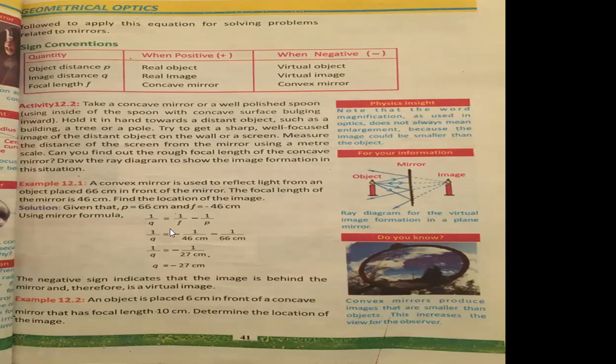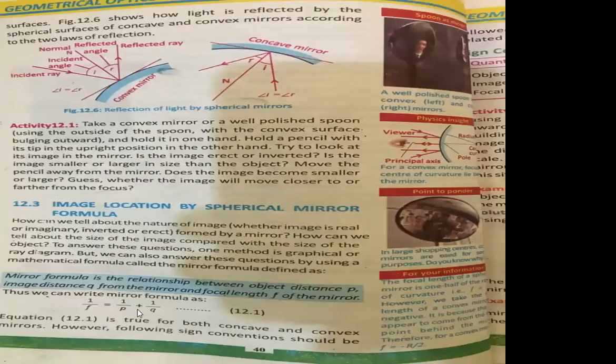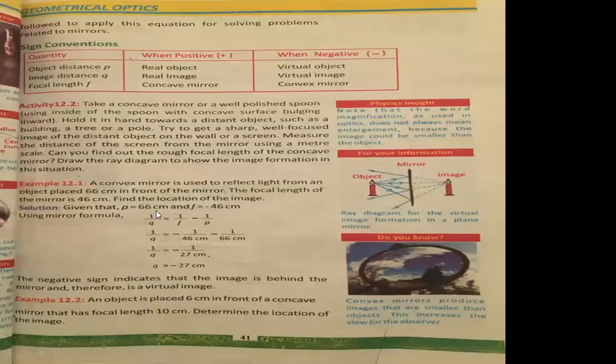So you will use this formula. I arrange it: 1 over f equals 1 over p plus 1 over q. Since we want to find the image distance, separate out this term: 1 over q equals 1 over f minus 1 over p. Just plug in the values.